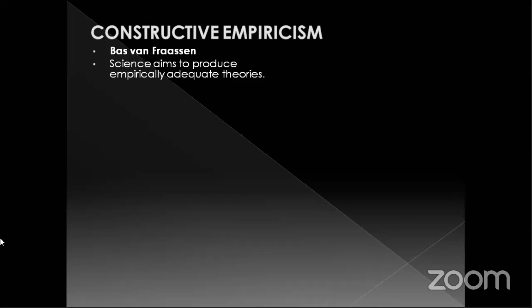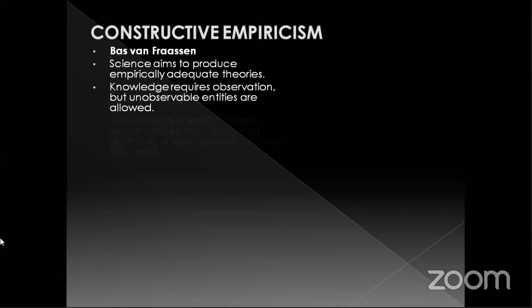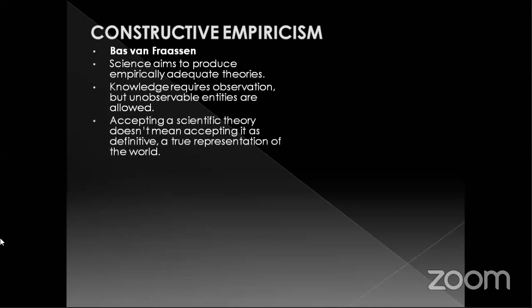Bas van Fraassen: science aims to produce empirically adequate theories. Knowledge requires observation, but unobservable entities are allowed. Here, they are not hardcore empiricists. They said that unobservable entities are allowed. Accepting a scientific theory doesn't mean accepting it as a definite, true representation of the world. So if I accept a scientific theory, this doesn't mean that it actually reflects a true representation of the world.